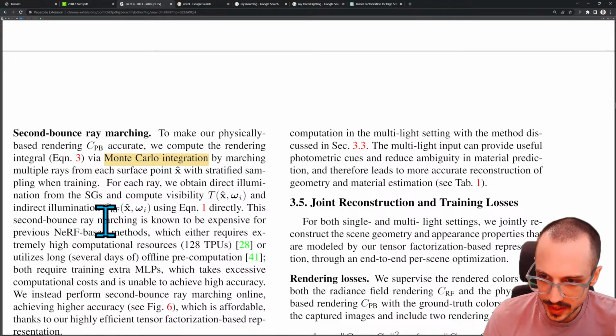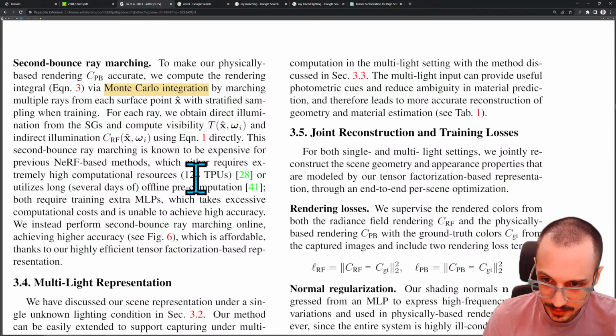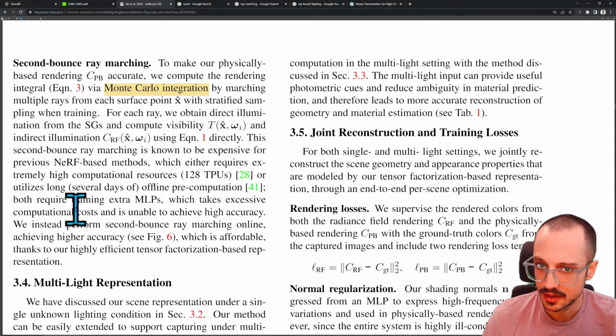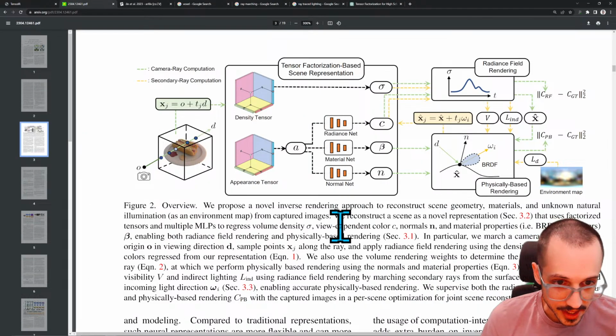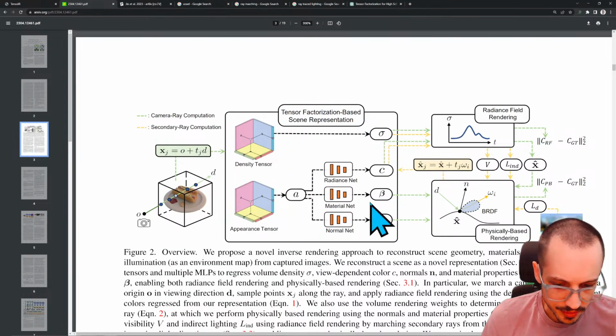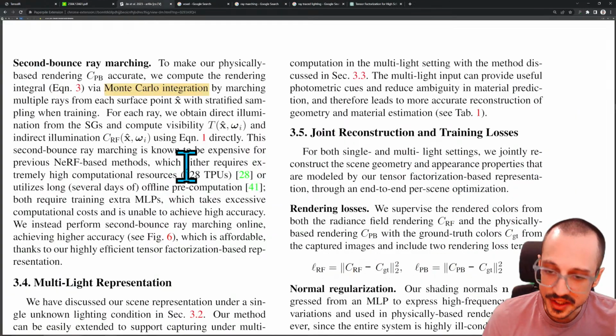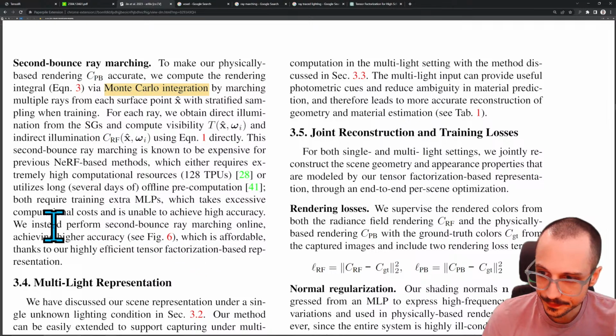This second bounce ray marching is known to be expensive for previous NeRF-based methods, which either requires extremely high computational resources, 128 TPUs, that's intense, or utilizes long offline pre-computation, which requires extra MLPs. So basically what they're saying is that other NeRF papers are going to have additional multi-layer perceptrons here just to calculate this omega I. But they don't have to do that in this paper.